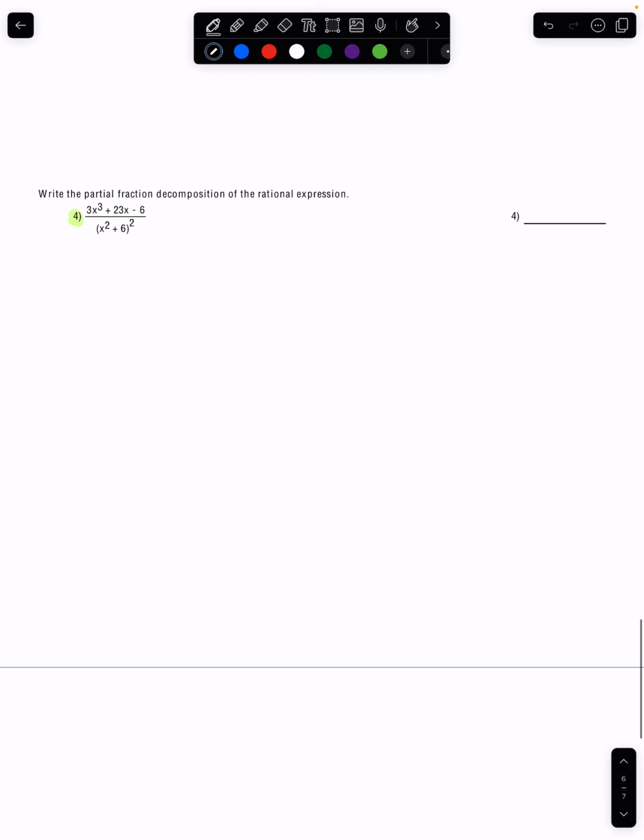Now we'll do an example where the denominators are not linear. In this example, we're going to see the denominator is a quadratic. When this happens, it's going to look a little bit different. And so we know we're going to have the piece that they gave us, this 3x cubed plus 23x minus 6, over x squared plus 6 squared.